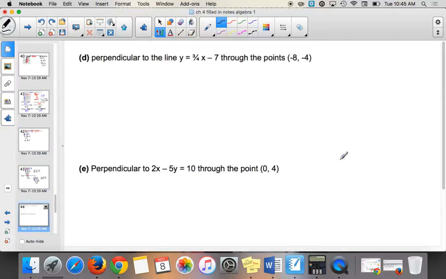All right, so how about this one? It says perpendicular to the line y equals 3/4 x minus 7. So AJ, what's the slope of the original line? The slope of this line right here. So what is my new slope?